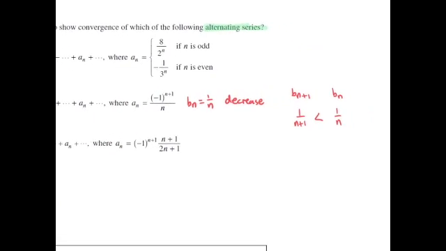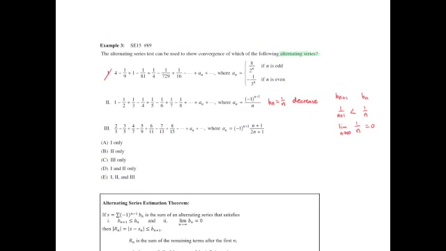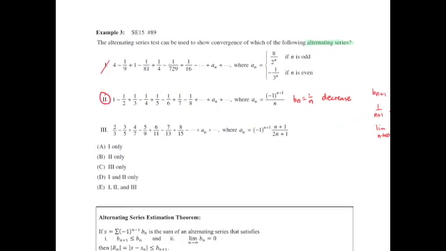And if we take a look at the limit as n goes to infinity of the generator there, it's going to be 0. So this one is in fact convergent, and we can use that alternating series test.